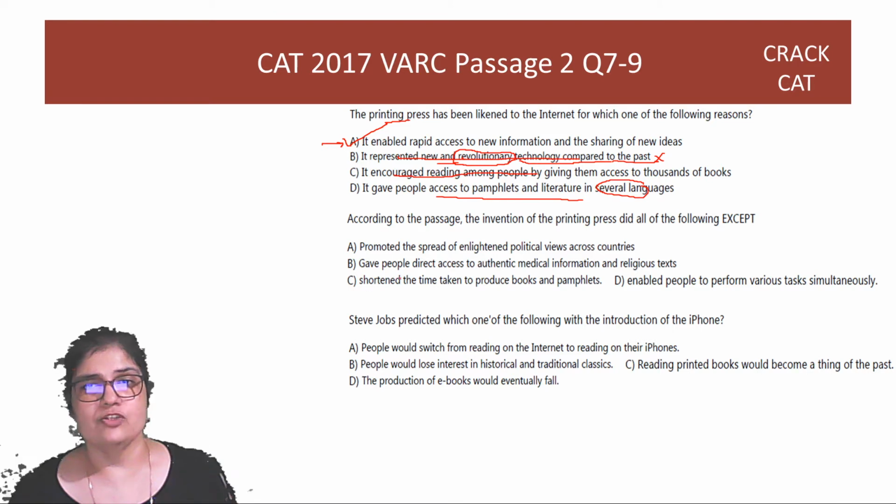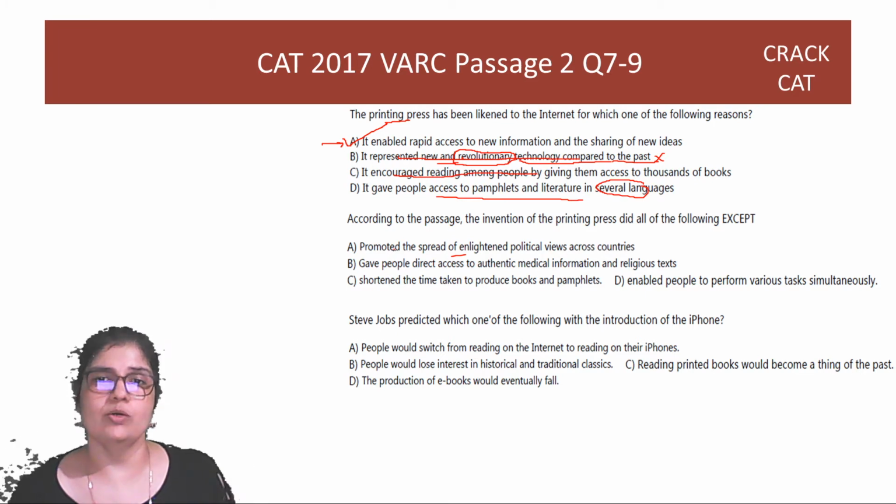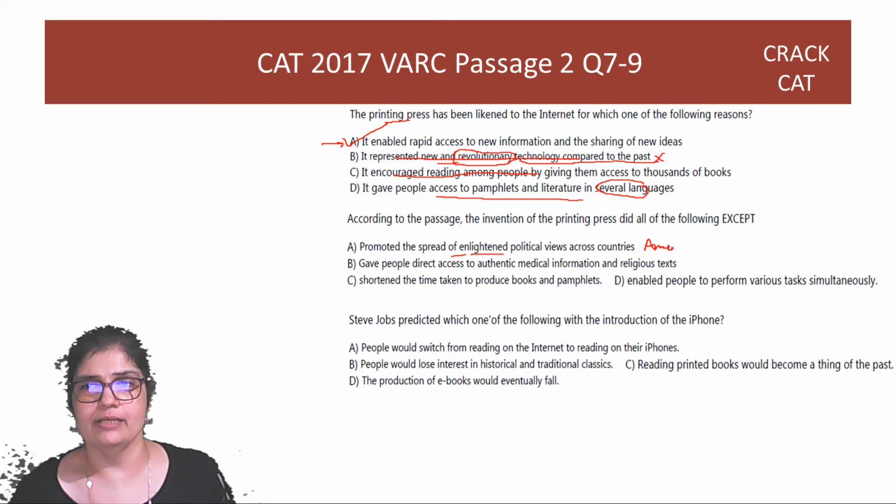According to the passage, the invention of the printing press did all of the following except it promoted. So what did it not do? Promoted the spread of enlightenment. Yes, American, French Revolution, for both the printing press was helpful. So A was done, right? Hence, it is not the answer.